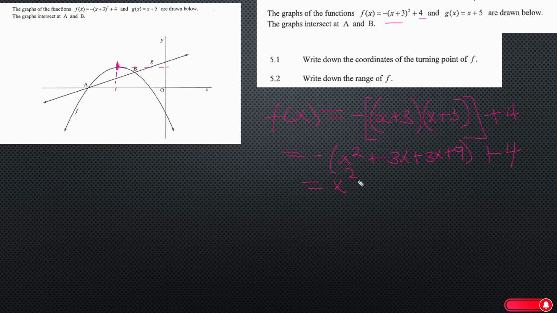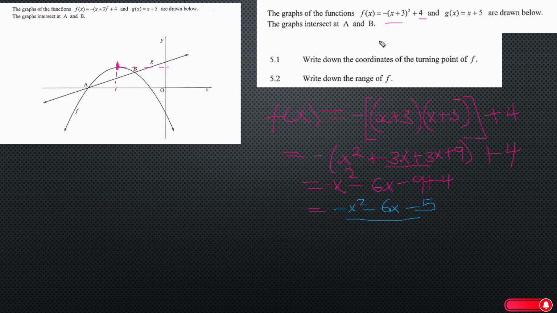Which is equal to negative x squared, right? And then negative the plus of this, that will be 6x, then the negative of 9, then plus 4. This is equal to negative x squared minus 6x, then minus 5. So this is actually the equation that you can use, and also you're going to use it in the future. It's not like you are squandering your time or anything. We are expanding it for future use.